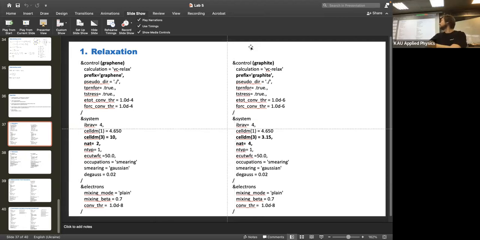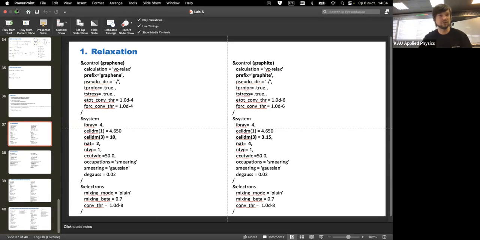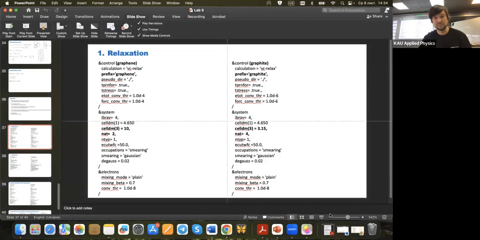I had to use these border conditions, because graphite is a bulk material, and it translates in all directions, A, B, and C. Graphene is a 2D crystal. So it translates only in the A and B directions, but in the C direction, the translation is broken. And I will show you how it looks in the program.